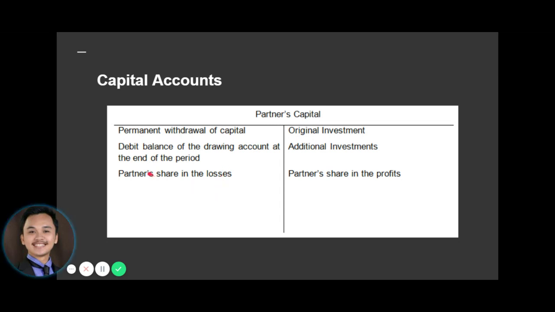So, what are these? First, we have permanent withdrawal of capital. Second, we have the debit balance of the drawing account at the end of the period. And third is the partner's share in the losses.